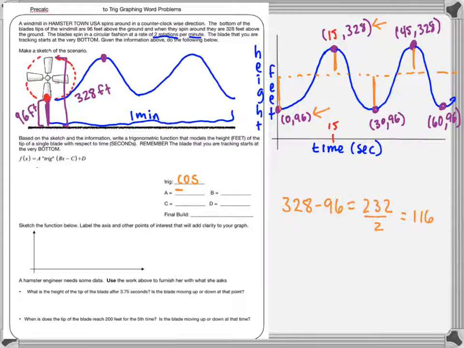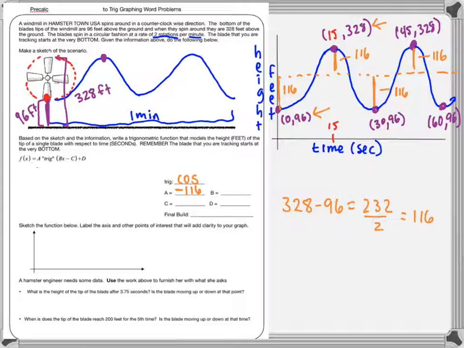Each one of these is going to be 116, 116, 116. If you think about it, that's the length of each blade, so it's going to be 116 feet. Again, it's starting at the bottom, so it's going to be a negative 116 starting off. All right, so we got that all put together.